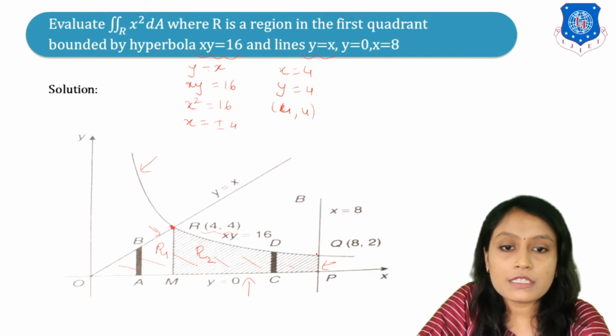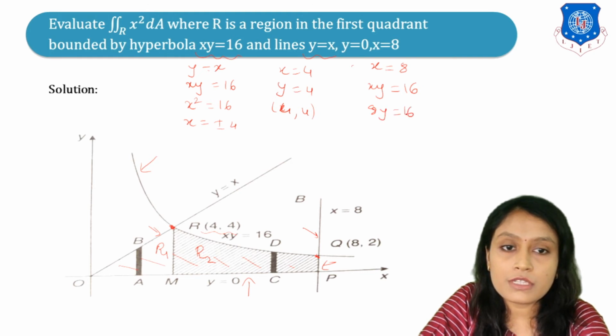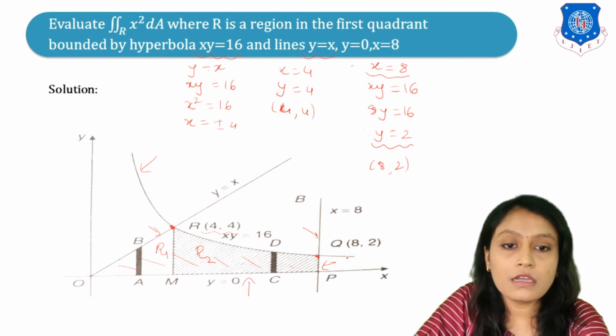Now another point of intersection is this point Q. This is 8, 2. So how do you get this 8, 2 point? It is the intersection of this line x is equal to 8 and this hyperbola xy is equal to 16. So in place of x, just write down 8. So here you have 8y is equal to 16, therefore y is equal to 2, right? So y is equal to 2 and x is equal to 8. So this is the other intersection point, 8, 2.